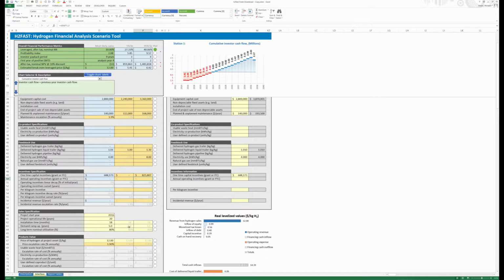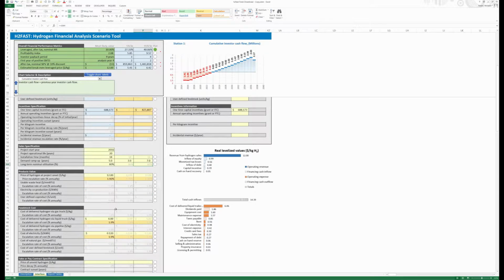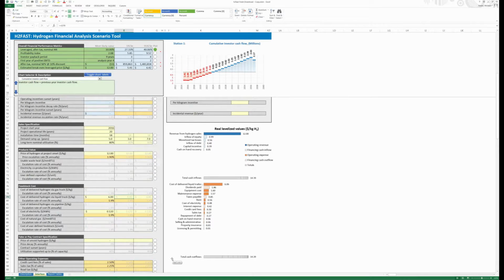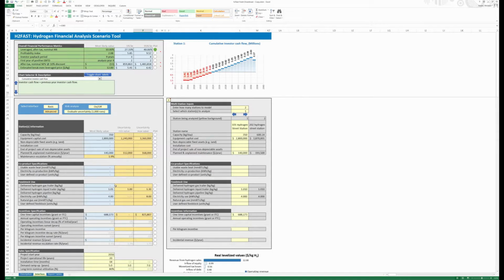Or the demand ramp up, we said it's 5 years, but what if it went from 3, and it could be as bad as 7-year ramp up of demand. And maybe one last parameter we'll pick, we'll say that delivered cost of hydrogen may be worth $5 per kilogram up to $8 per kilogram. So we've specified, I think I counted 10 uncertainty parameters.